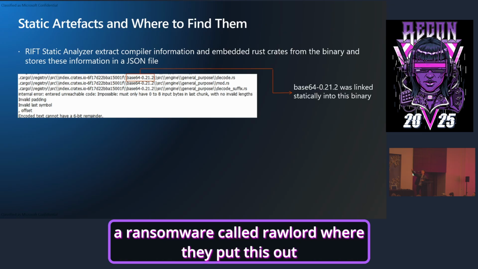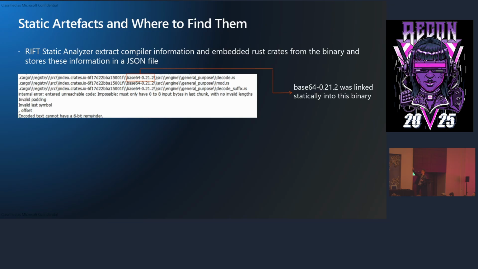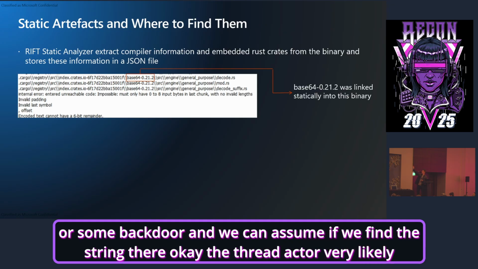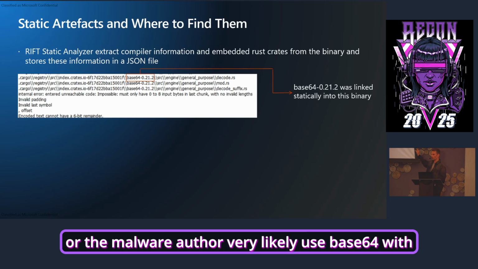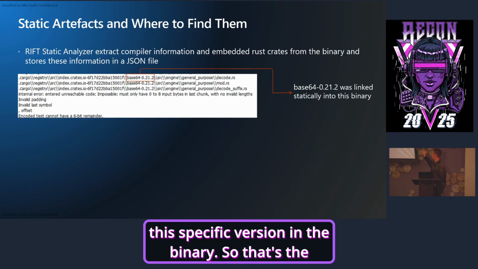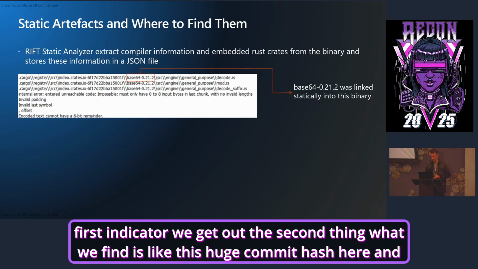So this is, I think, from a ransomware called Ralord where they put this out, or some backdoor. And we can assume if we find the string there, the threat actor or the malware author very likely used base64 with this specific version in the binary. So that's the first indicator we get out.